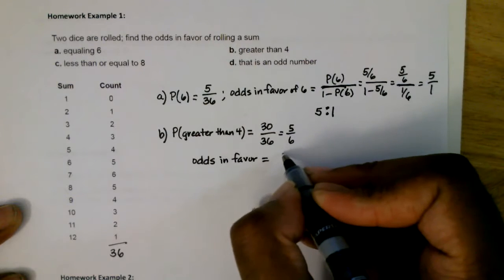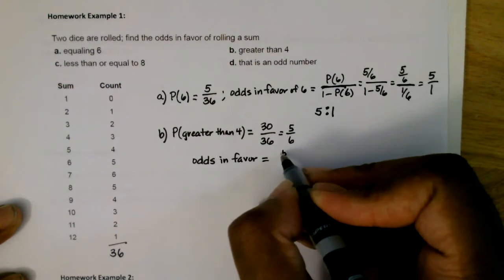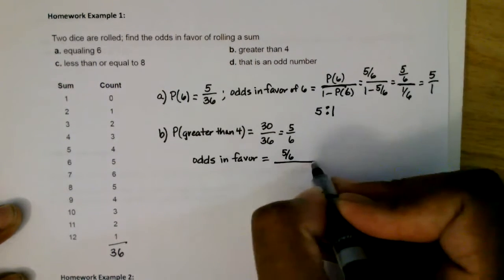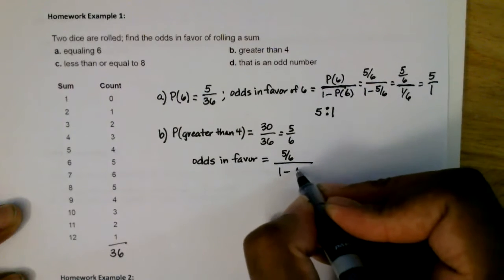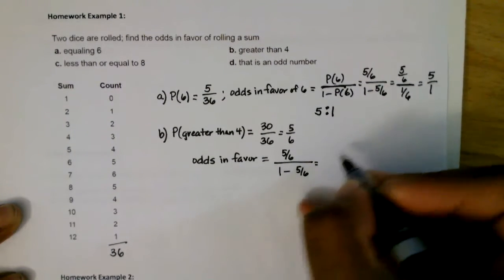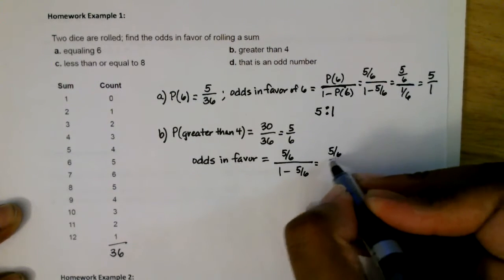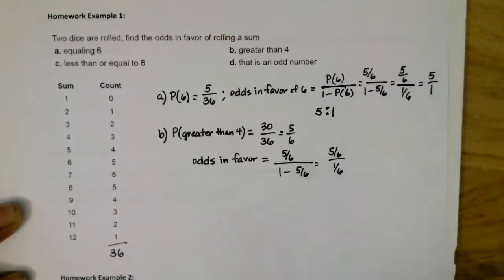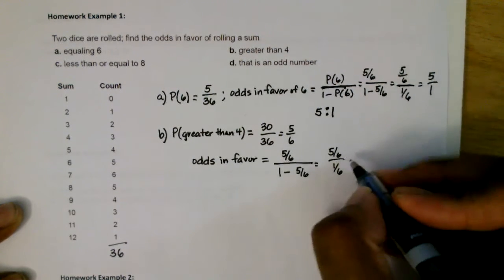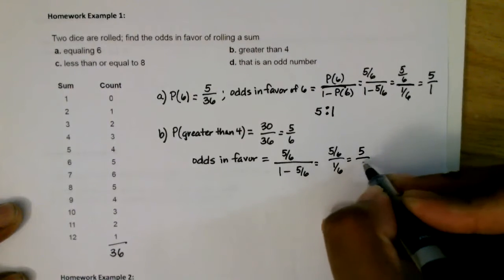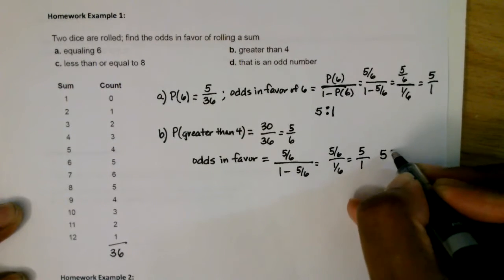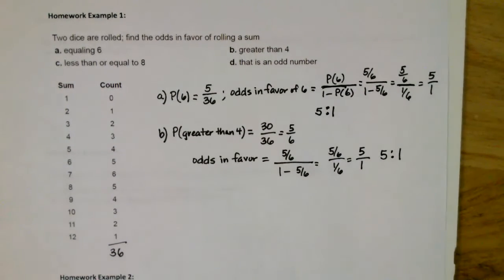So the probability of getting a sum greater than 4 would be the numerator 5/6 over 1 minus 5/6. Well, that's the same thing, 1/6. And that's going to reduce to 5/1, which we write as 5/1. So the odds in favor of rolling a sum greater than 4 would be 5/1.